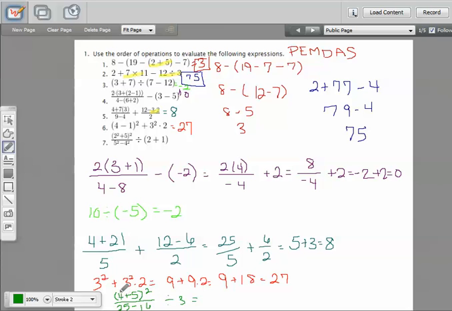So in my numerator, I get 4 plus 5, which is 9. 9 squared is 81. In my denominator, I have 25 minus 16, which is 9, divided by 3. 81 divided by 9 is 9. And 9 divided by 3 is 3. So we get an answer of 3 for number 7.